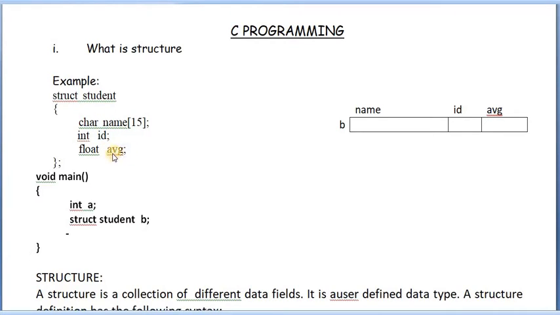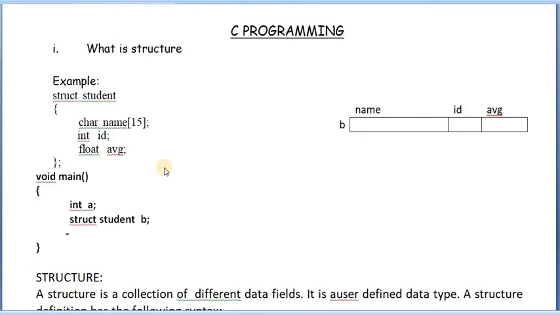For example, float avg: this type is float, it takes 4 bytes of memory. Integer id is of type integer, it takes 2 bytes of memory. A character generally takes 1 byte of memory. Here the array is declared with size 15. It means we can store 15 characters here. Each character takes 1 byte in memory. Total 15 plus 2 plus 4, so you get a total of 21 bytes of memory here.